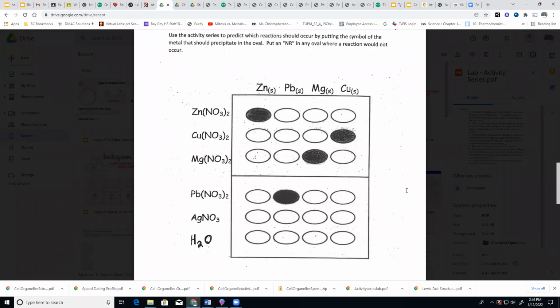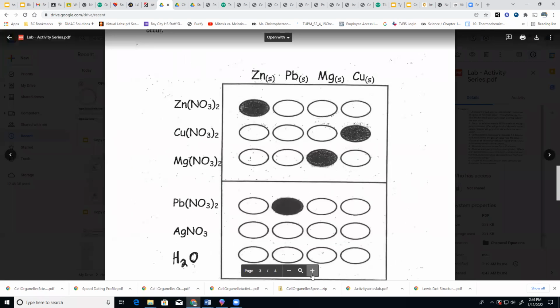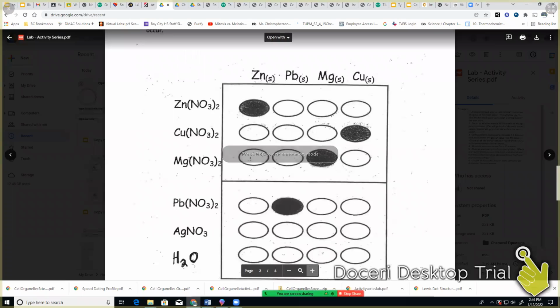So these are all going to be single replacement reactions. So before tomorrow, when you actually carry them out, you're going to predict today whether you think it's going to be a good reaction or not. So these, if you'll notice, all of these have S. So these are all metals. Like you're going to have a little piece of zinc, a little piece of lead, a little piece of magnesium. Actually, a bunch of little pieces.